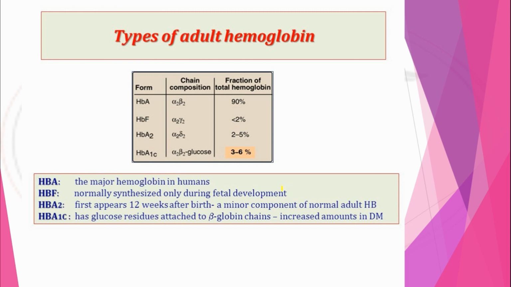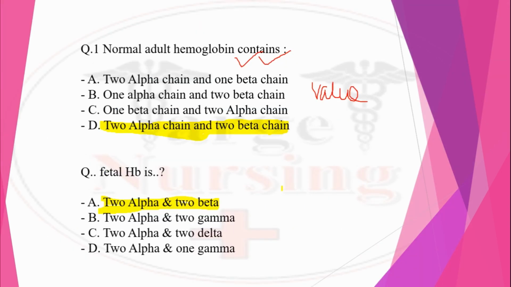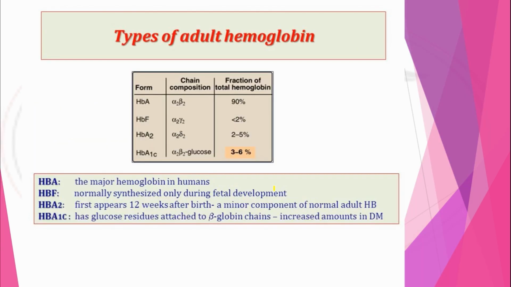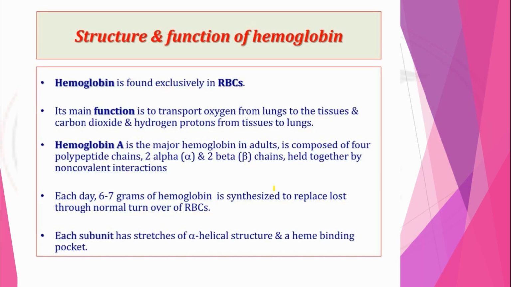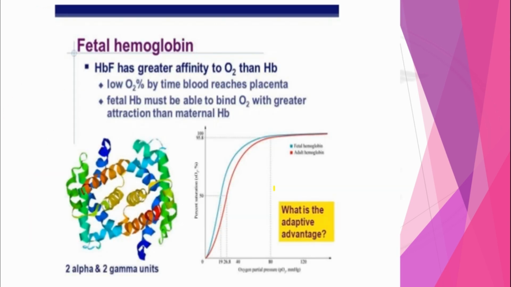Now I hope you have cleared the concept regarding the alpha and beta chains. These are polypeptide chains, and hemoglobin is composed of 4 polypeptide chains, 2 alpha and 2 beta, in fetal and in adult also. HbA is the most common type of hemoglobin. Then let's move to the next question.